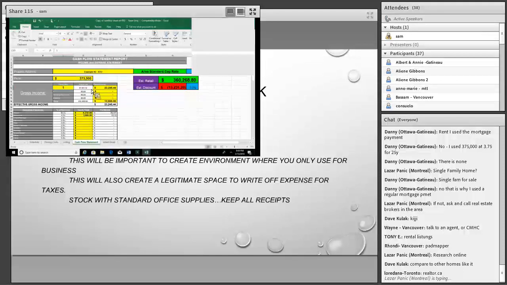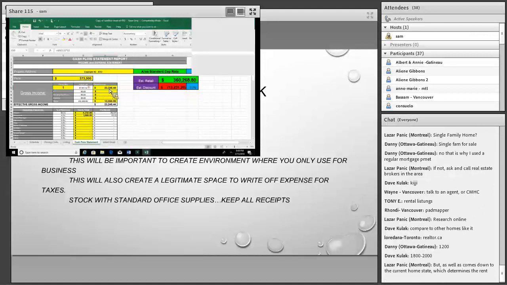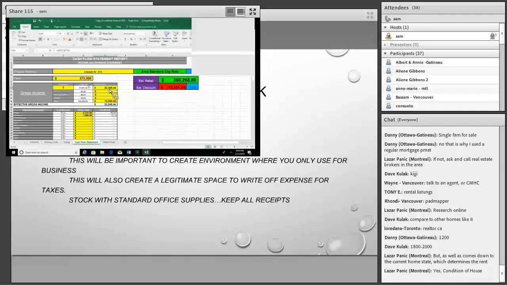Okay, but let's assume in this house, what do you think the rent could be? Why don't we go with that? What do you think the rent could be? What's realistic, you think, Danny, on this deal, on this house? Okay. Let's see, as well as it comes down to the current home state, which determines the rent. I don't know exactly what you mean there. I think you mean the condition of the house. Is that what you're saying, Lazar?